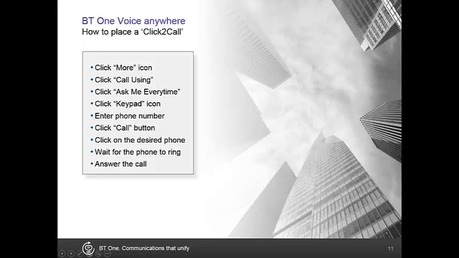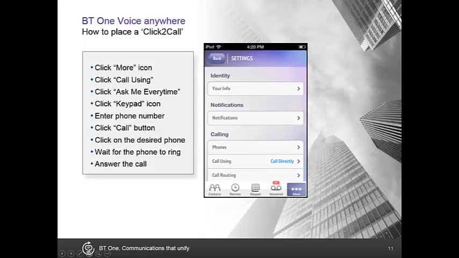Let's now go through how to set up a click-to-call. To configure your One Voice Anywhere mobile application to place click-to-calls, click on the More button at the bottom of the screen. Within this, you will see that for call using, it is currently set to call directly. What this means is when you enter a phone number and then place call, by default it's going to call that number directly. Therefore, you will be placing a VoIP call over Wi-Fi.